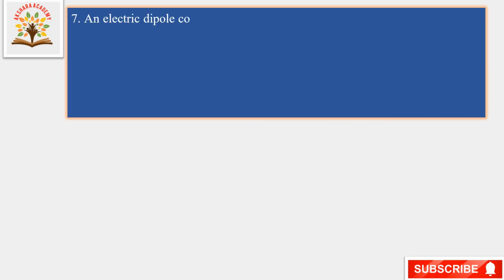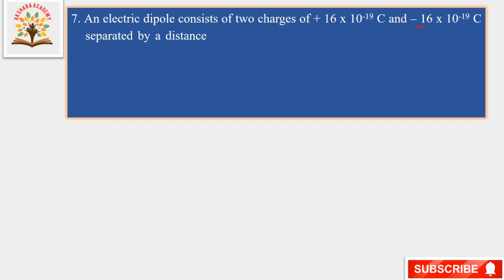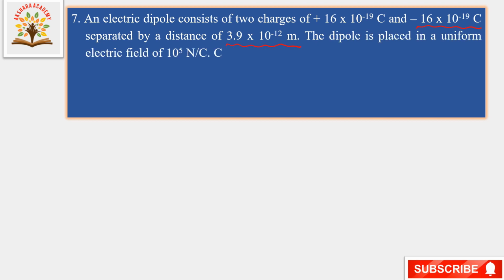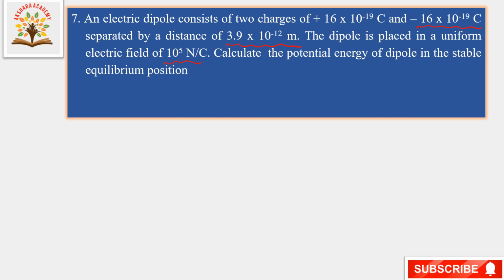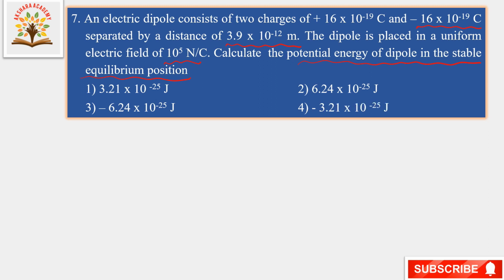An electric dipole consists of two charges of 16 into 10 to the power of minus 19 coulombs and minus 16 into 10 to the power of minus 19 coulombs, separated by a distance of 3.9 into 10 to the power of minus 12 meters. The dipole is placed in a uniform electric field of 10 to the power of 5 Newton per coulomb. Calculate the potential energy of the dipole in the stable equilibrium position. Now let us go to the solution.